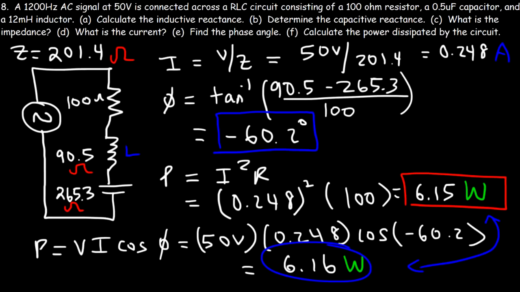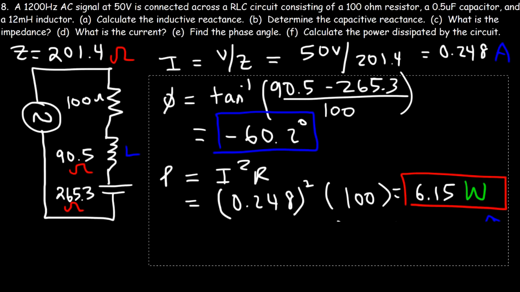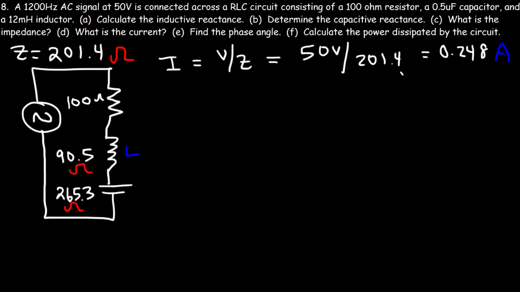Now, let's go ahead and calculate the voltages across every element. That's one more thing I almost forgot to do in this problem. Now, 50 divided by 201.4, we rounded it to 0.248, but let's use 0.2483 to get a more accurate answer. So first, let's find the voltage across the resistor. Then we'll find the voltage across the inductor, VL, and also the voltage across the capacitor.